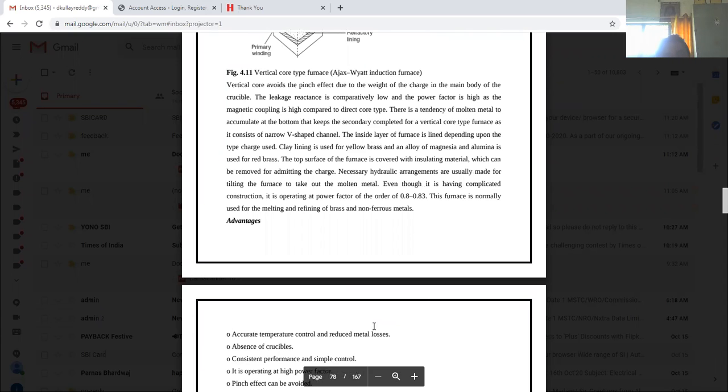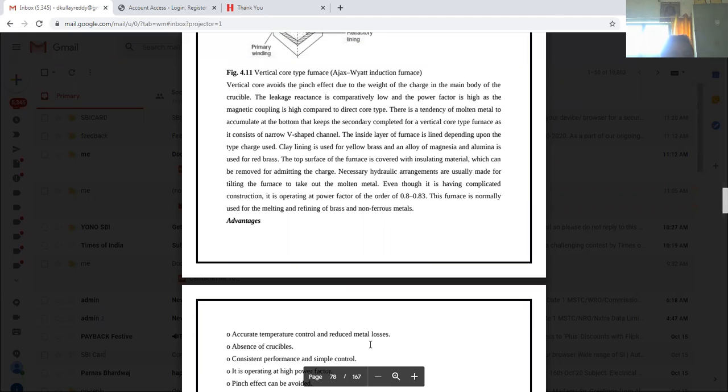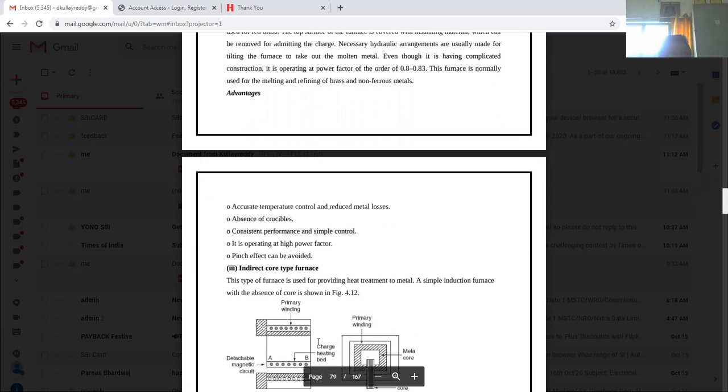Compared with direct or vectorial temperature control, metal loss is reduced. One more thing is operation at a high power factor compared with the core type. The pinch effect can be avoided. This pinch effect is also one type of loss present in these furnaces.